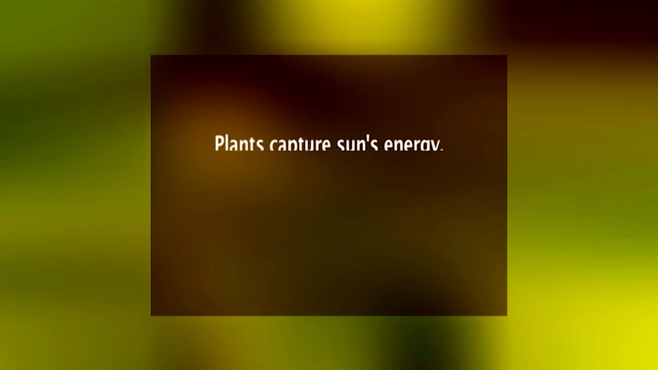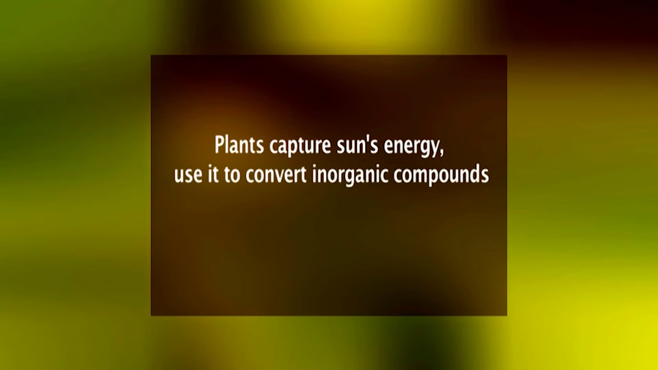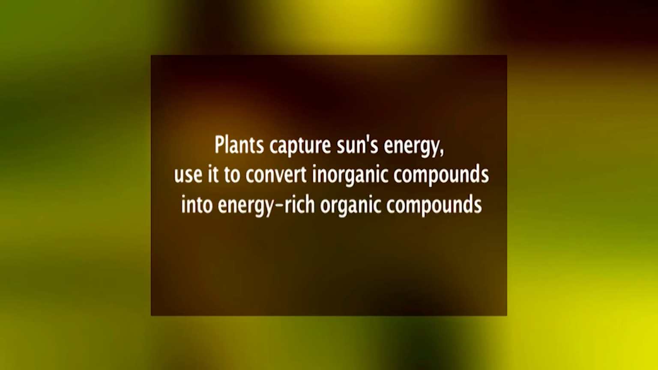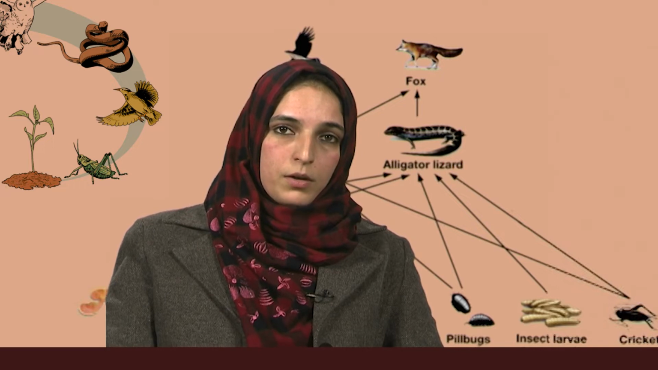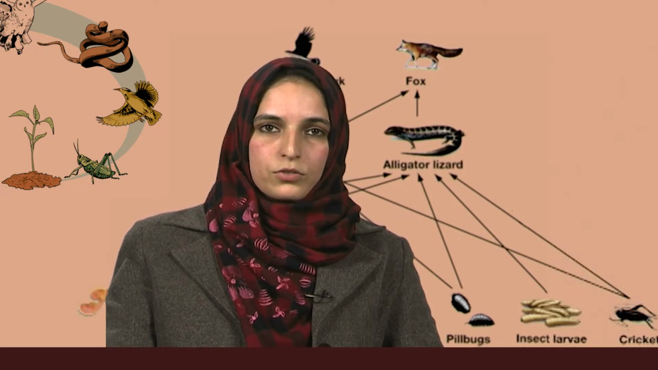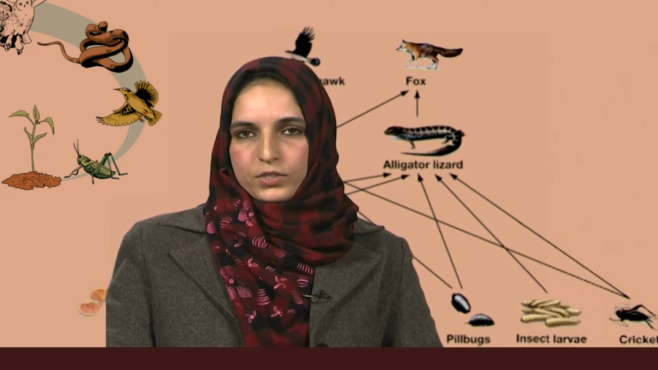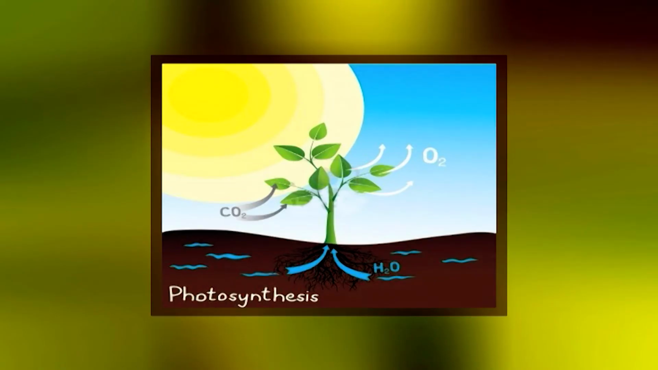In an ecosystem, plants capture the sun's energy and use it to convert inorganic compounds into energy-rich organic compounds. This process of using the sun's energy to convert minerals in the soil into green leaves is called photosynthesis. Photosynthesis is only the beginning of a chain of energy conversion. There are many types of animals that will eat the products of the photosynthesis process.